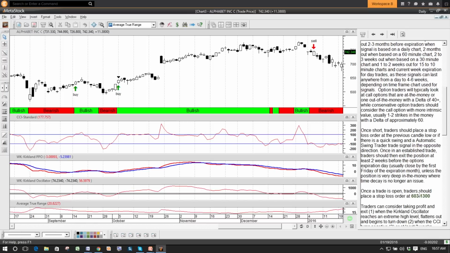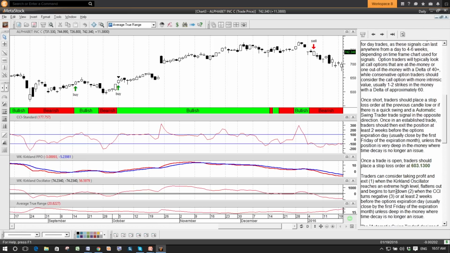Okay, and in the case of Alphabet or Google, 603.13. Okay, yeah. In addition to that, we probably want to know when else we should get out of this trade. So we would consider taking a profit and getting out of the trade when the Kirkland Oscillator reaches an extremely high level, flattens out, and begins to turn down, or when the CCI turns negative, or at least 2 weeks before the expiration date of the option.